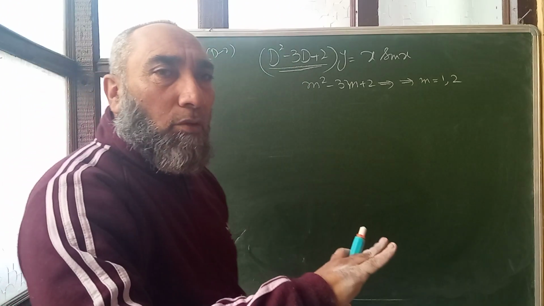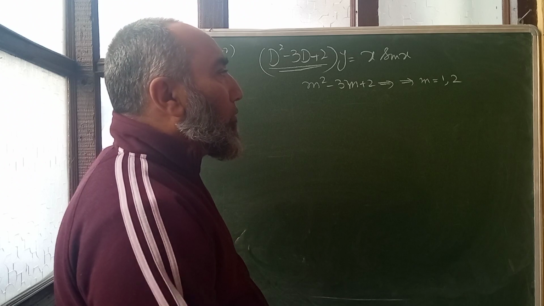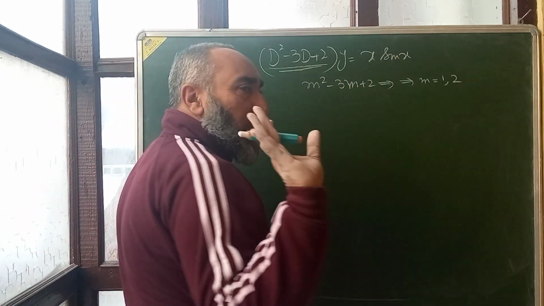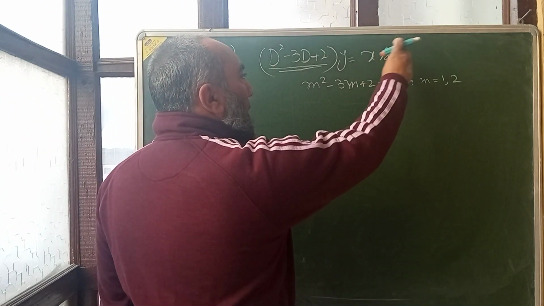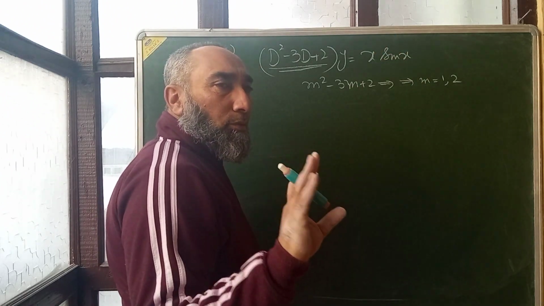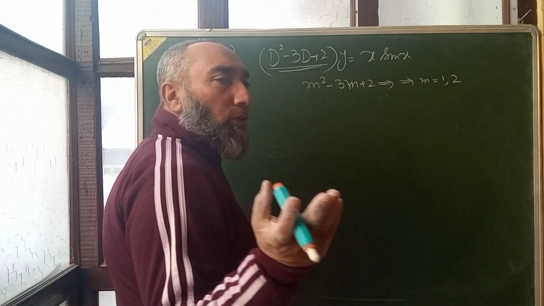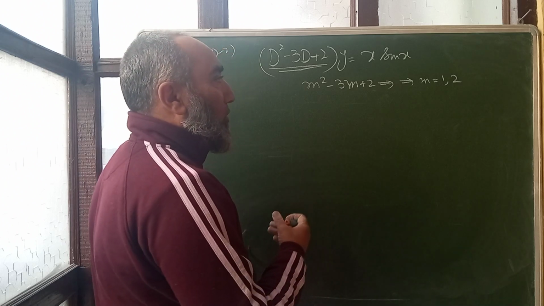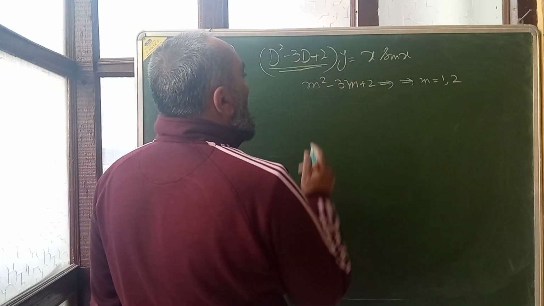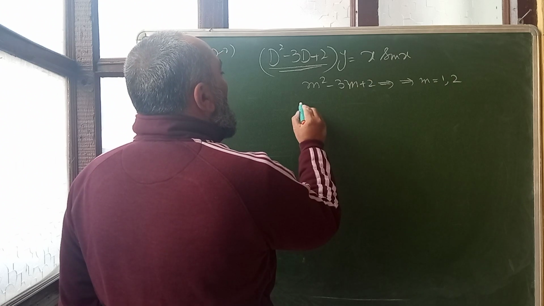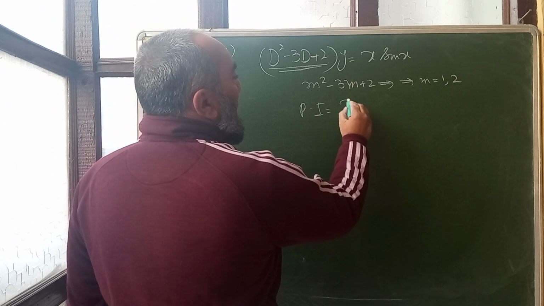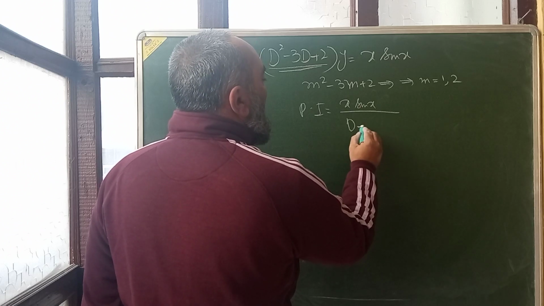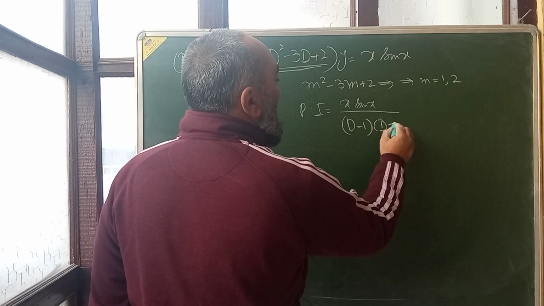I will just give you a hint how to solve such questions. Otherwise, you will do it yourself. Whether it is sine or cos, two things will be there: a polynomial into sine, or polynomial into cos. If it is e raised to the power x, there is nothing to worry about because I have already shown you how to find the solution of such questions. Now, sine or cos, what will you do? Complementary function, leave it. Particular integral: x sine x upon D squared, or (D minus 1)(D plus 1)(D minus 2). Fine.